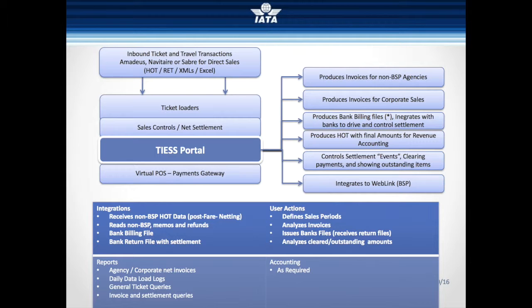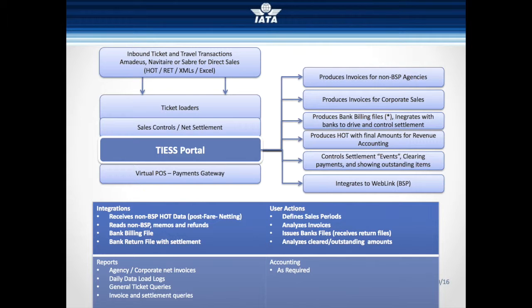On a more detailed level, again, you would have the data coming in from multiple formats, hot, reds, XML, Excel. The TIESS module has ticket loaders, travel data loaders, and they work together with the sales controls modules to apply commissions, and ultimately the data is in the TIESS portal. Attached to that, we have the payments gateway available.